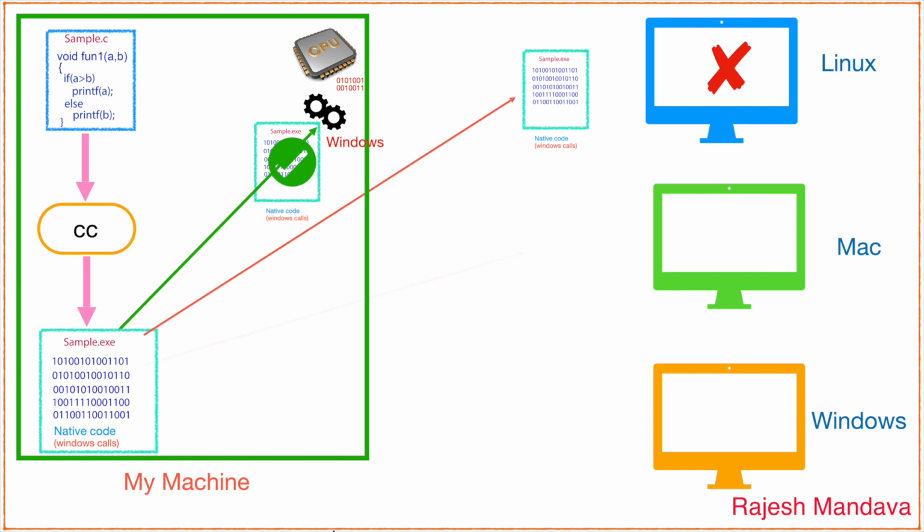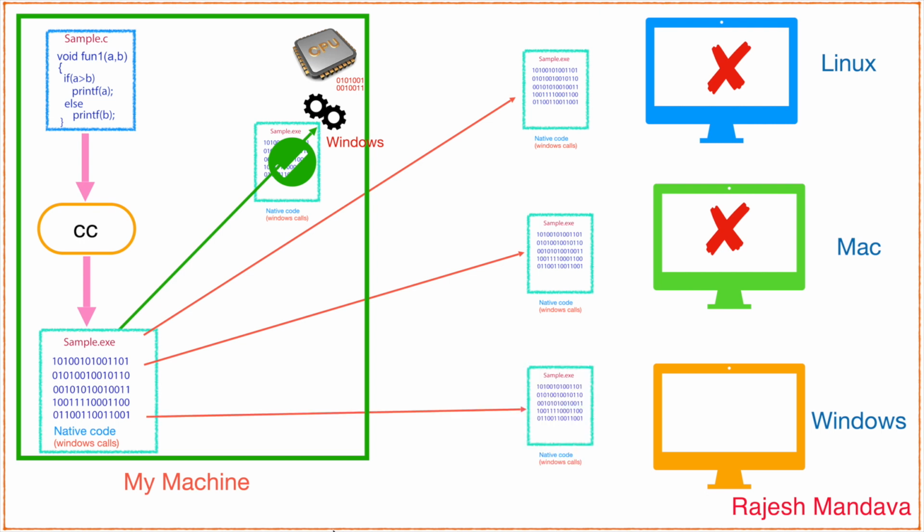Now I submit this program to the other machine, which is a Mac. Even here it is cross-platform, so this cannot be executed. Then I transfer the same file to the third client. The given program has calls for Windows and the target platform is also Windows. So there is no issue, this program will be executed. So sample.exe can be executed only on a platform which is the same as my platform.